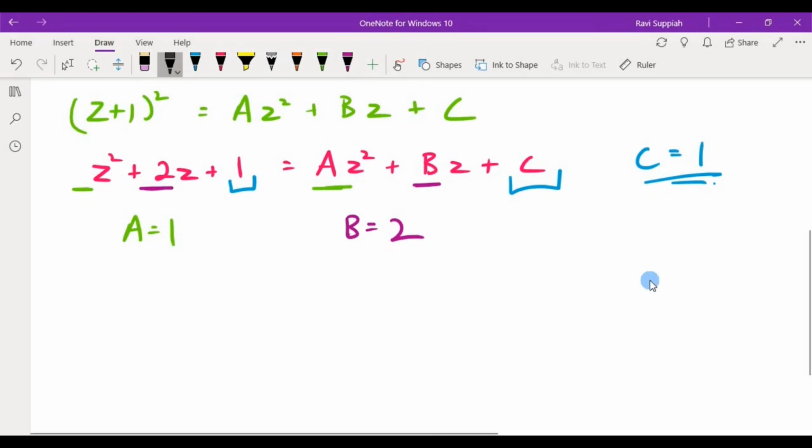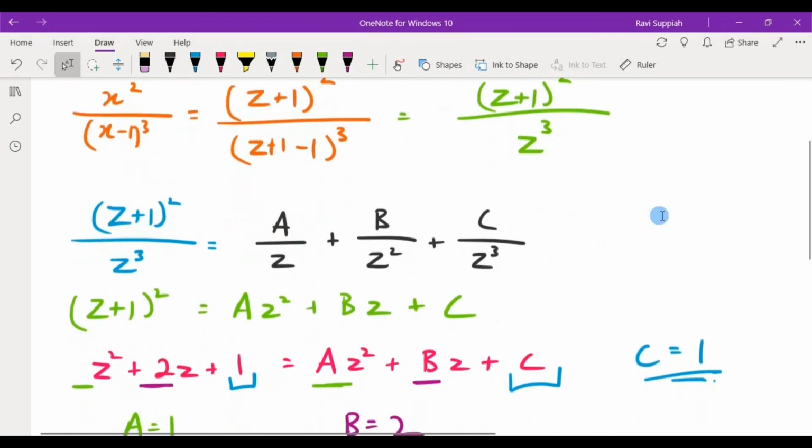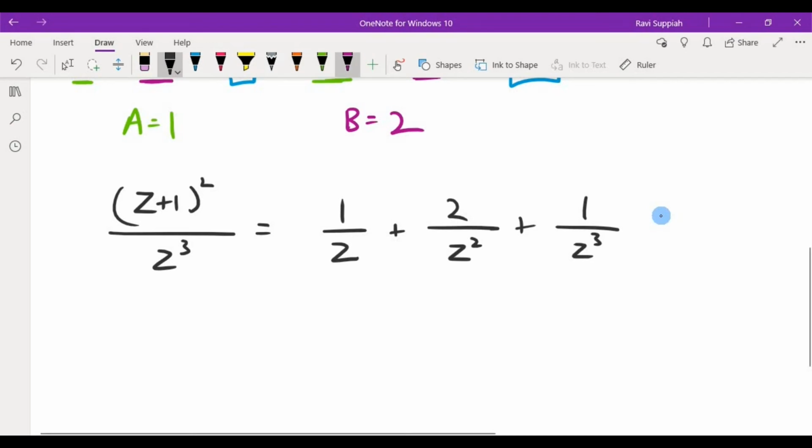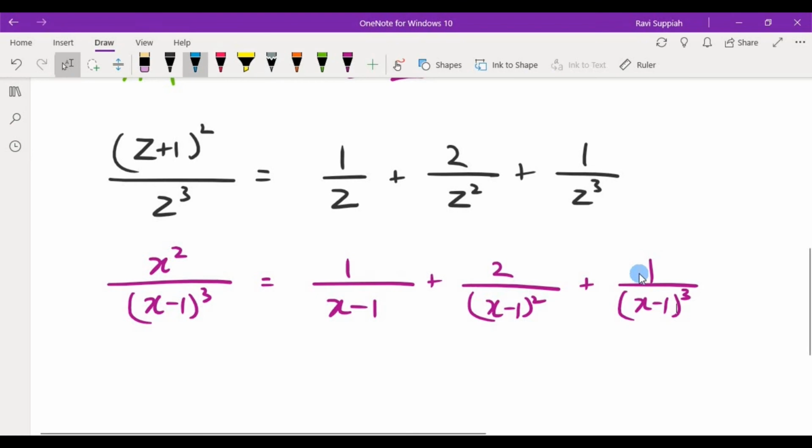So putting them back into the expression, we can say that z plus 1 squared over z cubed can be written as 1 over z plus 2 over z squared, so this is a, b, and c, c is 1 over z cubed. Going back to our original substitution, where z is equal to x minus 1, we can now put it back over here and write our final answer as x squared over x minus 1 cubed can now be written as 1 over x minus 1, because z is equal to x minus 1, plus 2 over x minus 1 squared plus 1 over x minus 1 cubed. So that is basically our final answer here.